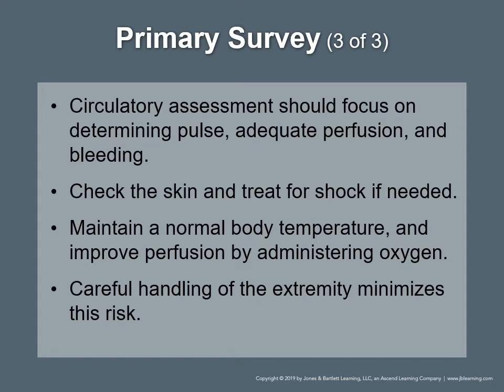Careful handling of the extremity minimizes this risk. If external bleeding is present, bandage the extremity quickly to control bleeding. Use sterile dressings to cover the wound and bone. If bleeding cannot be controlled, quickly apply a tourniquet. Provide rapid transport to the closest hospital in case of airway problems or significant bleeding. Handle fractures carefully while preparing the patient for transport.